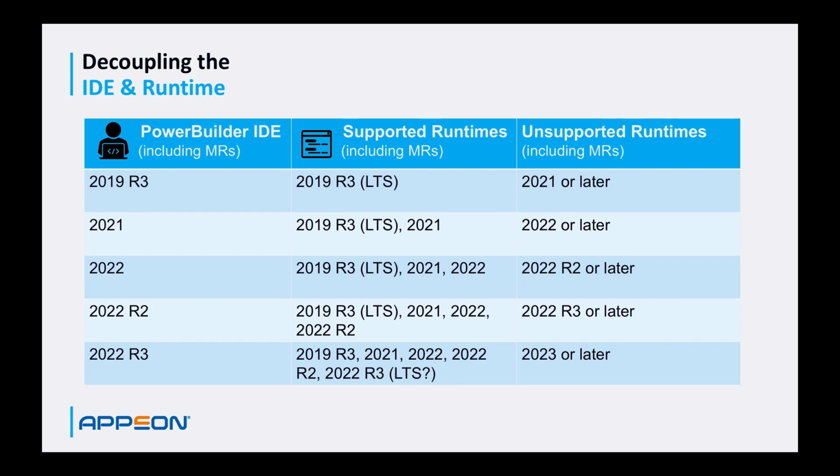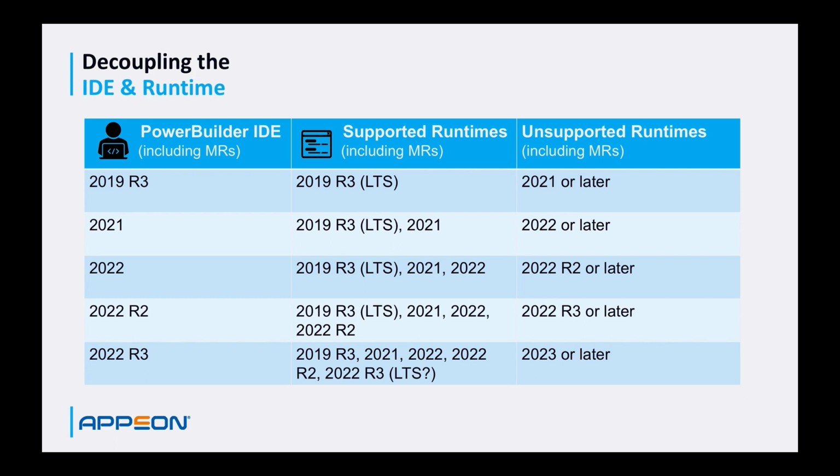As another example, let's say you jump to PowerBuilder 2022, revision 2. That could target all the way from the 2022 R2 runtime back to 2019 R3 LTS. And as a general rule, of course there might sometimes be exceptions, but the general rule, a new IDE version would support all runtimes that are not EOL. So basically, when you're on one LTS version of the IDE, it's going to support the current LTS runtime all the way back to the last LTS runtime.